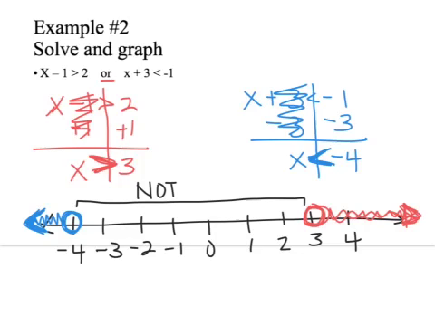So to write this in interval notation, since I have open circles, I'm going to use parentheses. My numbers can be smaller than negative 4, so that'd be negative infinity to negative 4, parenthesis because it's an open circle, or, and that's the math symbol for or, I can go from 3 to forever, which is infinity.